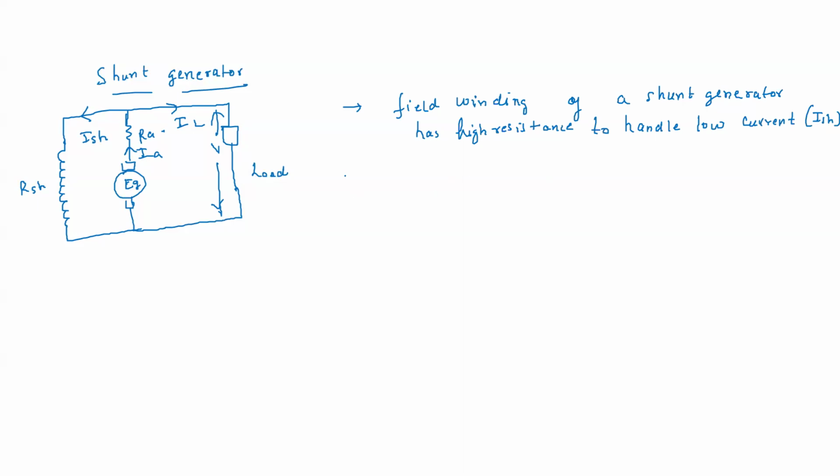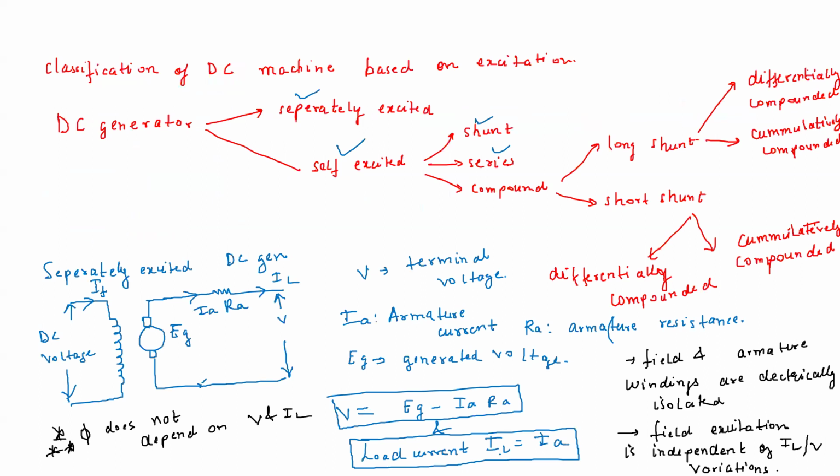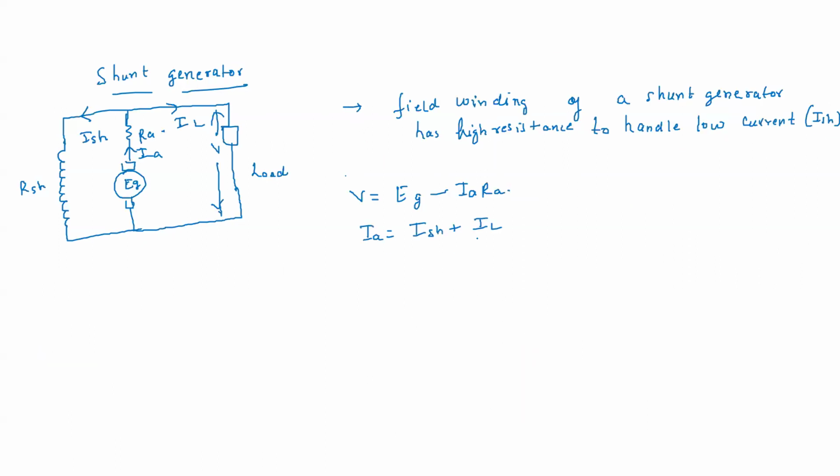So for this case, the terminal voltage, let me first write the equations. V is equal to EG minus IA RA. This is not changed, but you see the armature current consists of two parts. It consists of ISH, and it also consists of load current. Here the armature current was only load current, but now it consists of two parts.